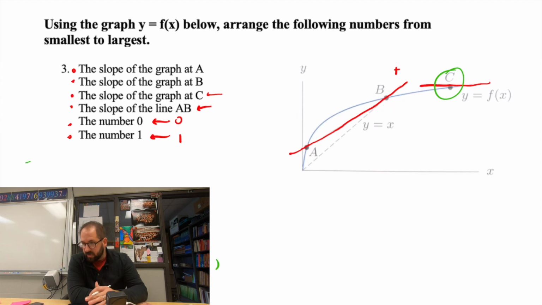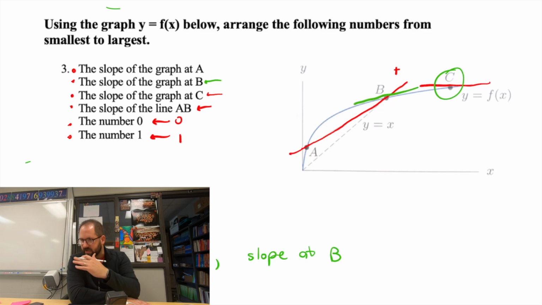0 is probably the smallest number so far. The slope at C is probably the next smallest because it's just above 0, really close to 0. Then probably the slope at B is the next one, because it's a little bit bigger than the slope at C. It's just a little more steep, and the more steep, the bigger the number. Then probably the slope of AB.